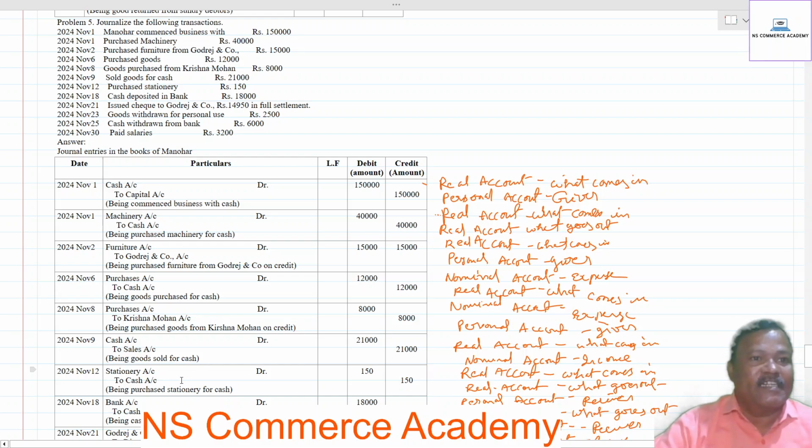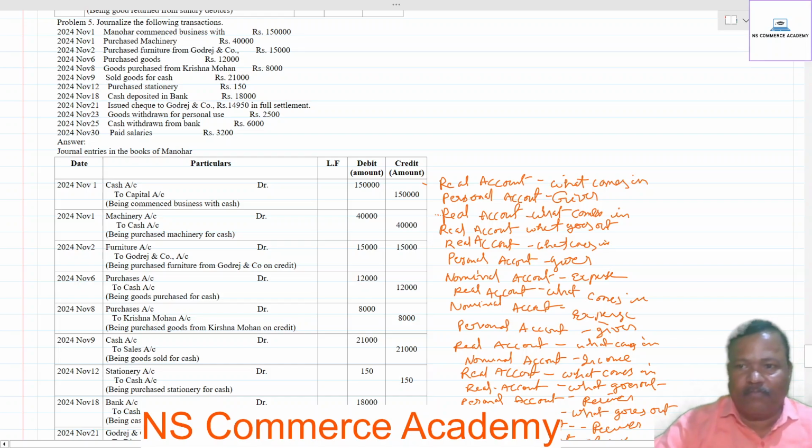Okay. Next entry is November 12th, purchased stationery rupees 150. Okay, write the date in the date column, 2024 November 12th. Then come to the particulars column. We have two accounts. One is stationery account, second one is cash account. Stationery account is a real account, what comes in. And cash account is also a real account, what goes out. Okay. So stationery account debit 150 to cash account 150, being purchased stationery for cash.